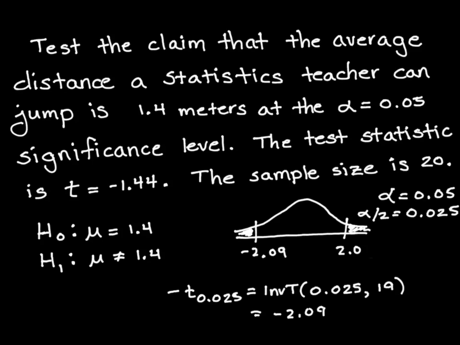So negative 2.09 is going to be my lower critical value. 2.09 is the upper critical value. And now we see that our test statistic is falling in the center. It is not in the rejection region because our test statistic is negative 1.44. So since it's not in the rejection region, we do not reject the null hypothesis.